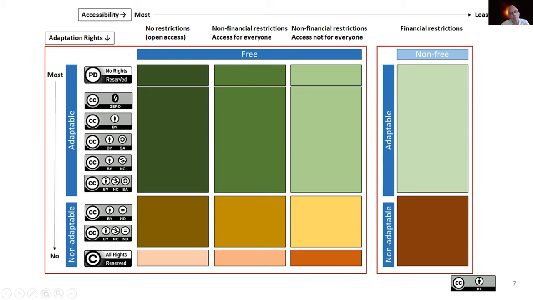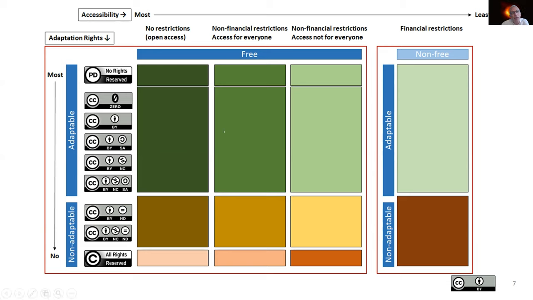And the difference between the public domain and the CC0 is that the public domain is by law. In the Netherlands, it is 75 years after the death of the author that the works become available in the public domain. With CC0, you can decide as an author immediately whether or not you give your resource away without any conditions, free to adapt.